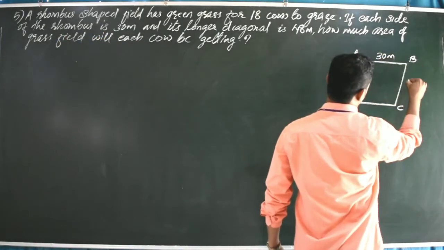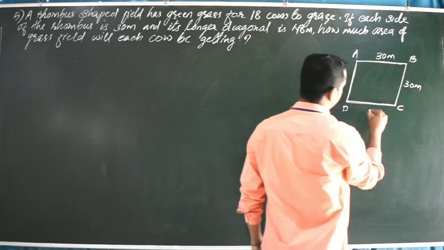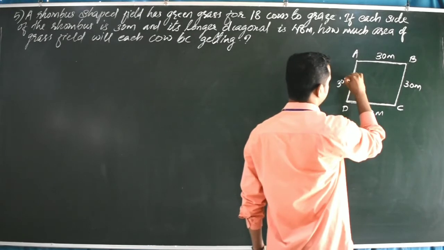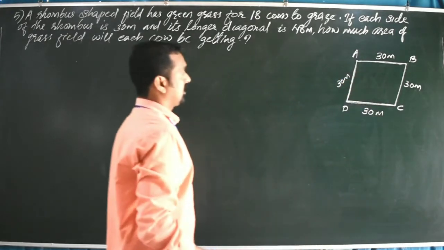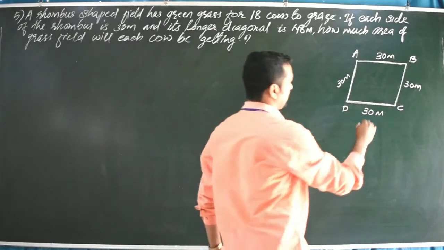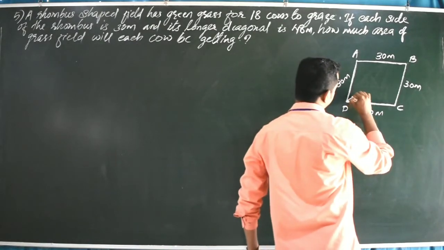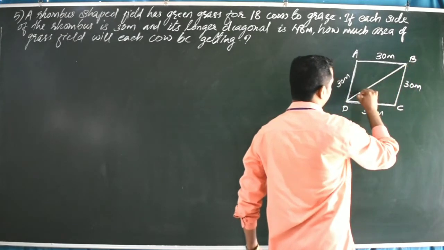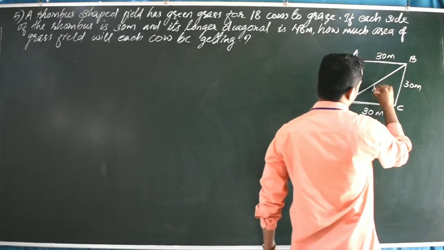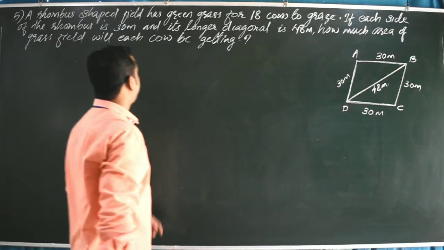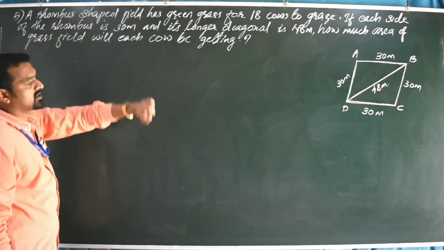AB 30 meter, BC 30 meter, CD 30 meter, and AD also 30 meter, and it is given here. Its longer diagonal is 48 meter. Which one is the longer diagonal? Yes, BD is the longer diagonal. That is 48 meter. Then how much area of grass field will each cow be getting?